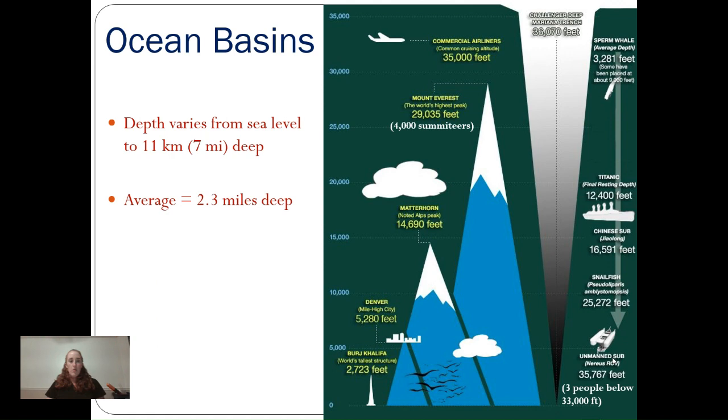If we look at ocean basins, we've already talked about the fact that there are certain features on the ocean floor that are associated with tectonic plates. The deepest point in the ocean is about 7 miles deep, and that's at the bottom of the Marianas Trench. Just for comparison, the Marianas Trench is deeper than Everest is tall. On average, though, the ocean is about 2.3 miles deep.